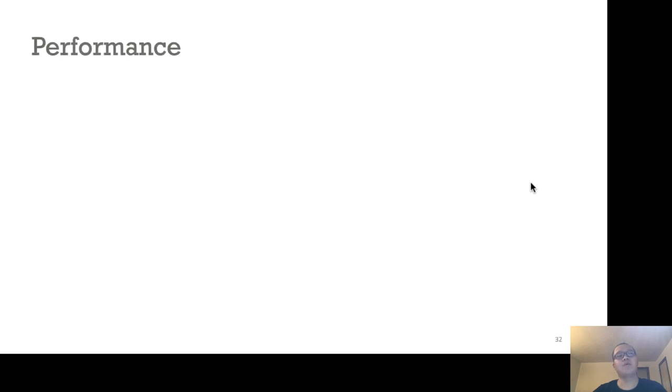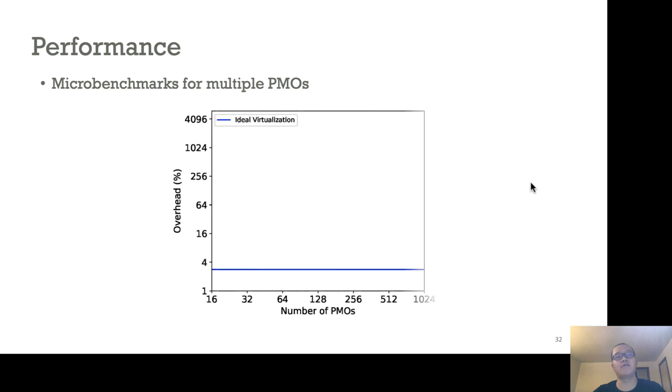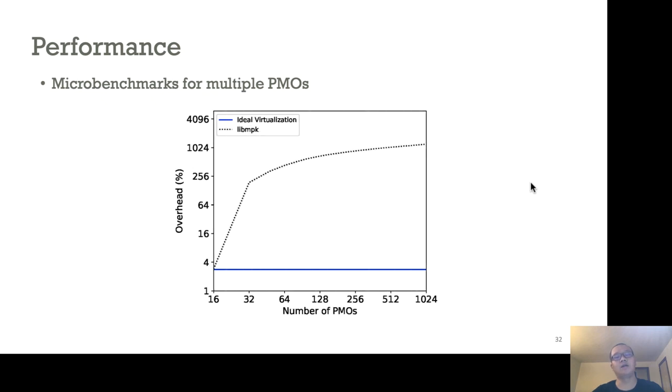For the performance, I will present the micro benchmark result. The X-axis means the number of active PMOs, and the Y-axis is the overhead compared to the no-protection program. The ideal virtualization assumes there is no overhead of the virtualization. It is an unrealistic lower bound of the virtualization. The dotted line is the software virtualization, which can incur a substantial overhead for just 32 PMOs.